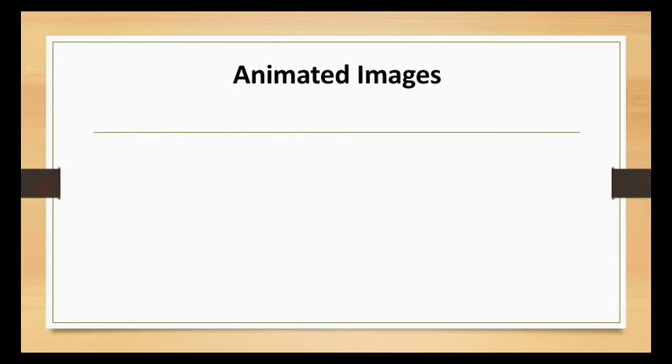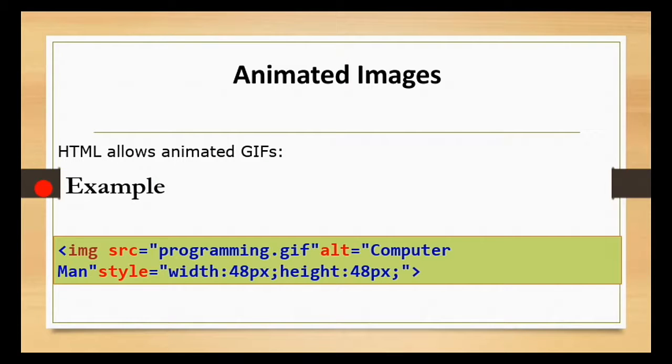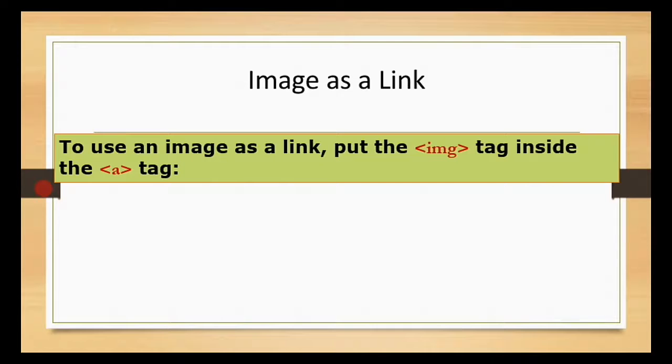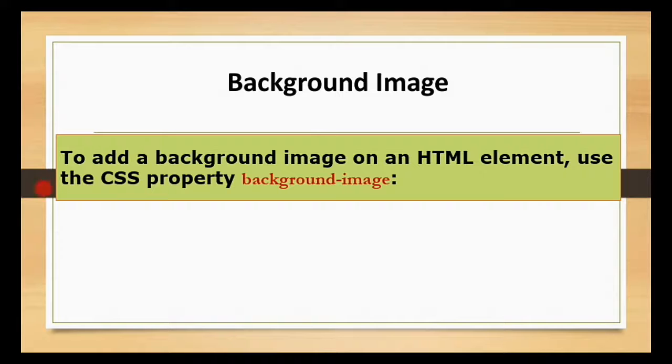Animated image. HTML allows animated GIFs. Example: image as a link. To use an image as a link, put the img tag inside the a tag. Example: background image. To add a background image on an HTML element, use the CSS property background-image.